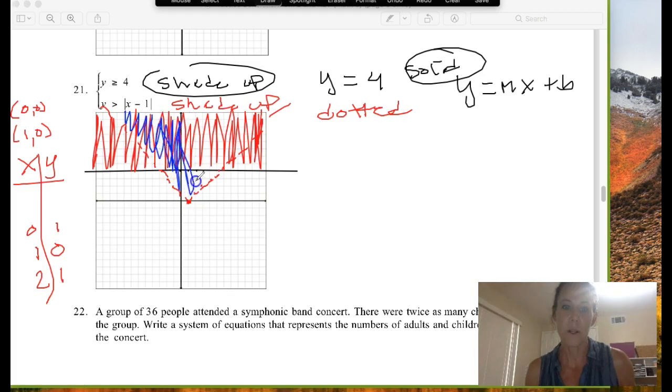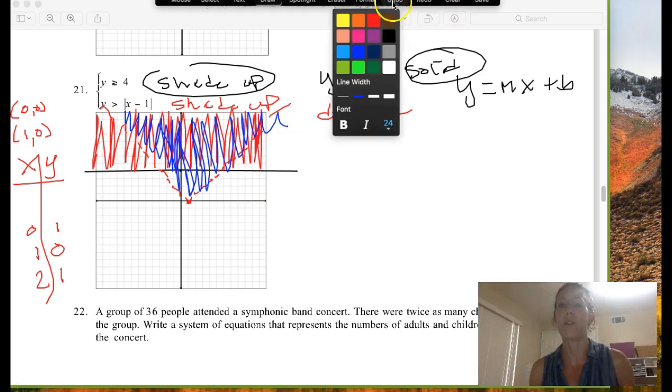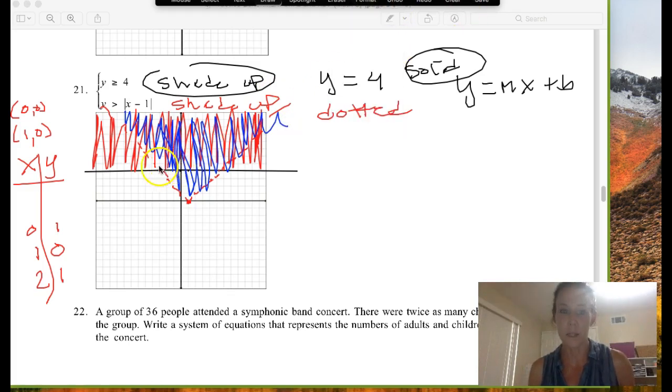So here in blue is what I'm shading, but that is not my solution. My solution is where the two values intersect. So my solution would not include the absolute value line, because it's dotted. It would include that black line that is solid, and my solution would be here in black where they cross over.